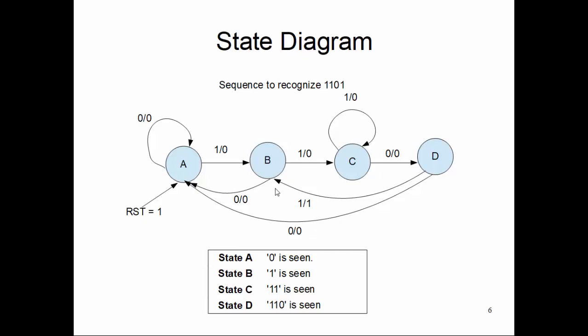Now come back here, where in D, 110 has been seen. So now I get the 0. So 110 is not going to take part in the sequence. It's not going to be another B or C. I need to go to A, because that says that I have seen a 0. So now you feed me 0, I will stay there, and as long as you are feeding me 0, I'll be at A. As soon as there is a 1, I'll switch to B, hoping that I might again get into the 1101 sequence. So that's the thought process behind coming up with this state diagram.